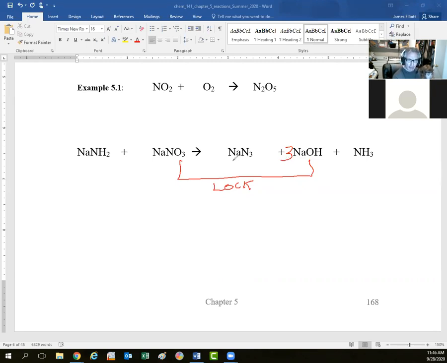Now, unfortunately, there's no other element which appears exactly once on each side, but we do get a little bit of a break with hydrogen, which at least appears only once on the left and just twice on the right. But we've already locked in the hydrogen in the sodium hydroxide so that it balances the oxygen.